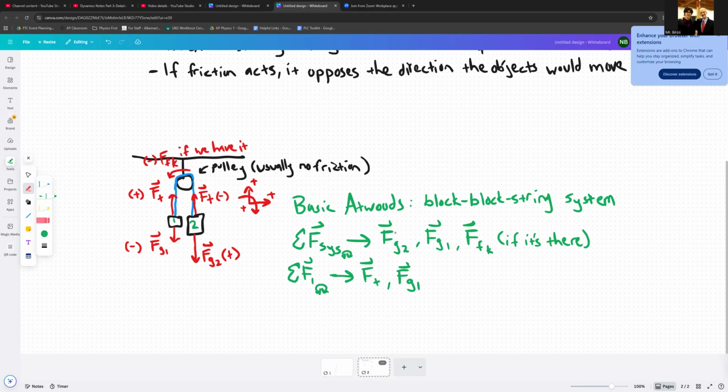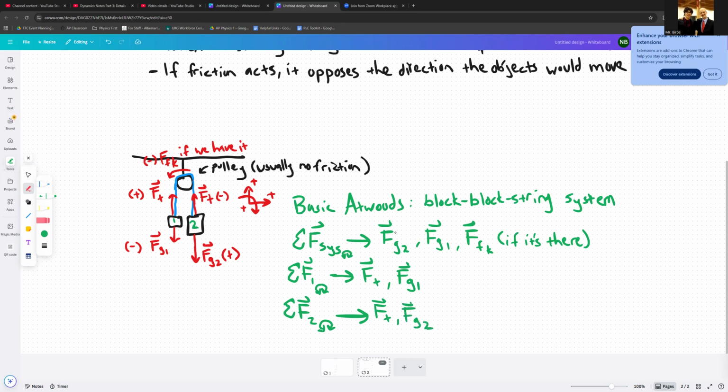We would not include friction for the individual objects. And for object number two, if we sum forces in the clockwise, counterclockwise direction, that would be the force of tension from the rope pulling on object number two up here. We've already got a sort of free body diagram for it. And then Fg2 also acting on it.